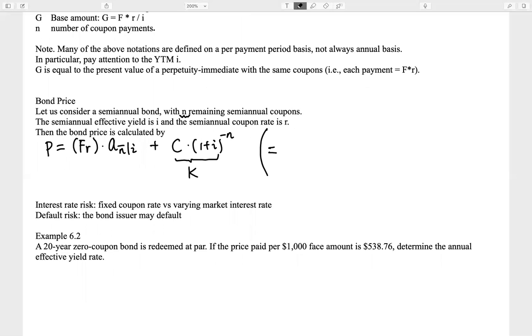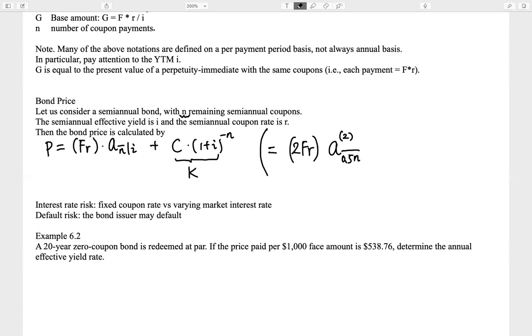Okay, this is the annual payment. FR is the semi-annual payment. When I double it, it's going to be the annual payment. Because it's paid twice a year, so it's A upper 2, but it's not N, it's half N, because 1 year has 2 payments.